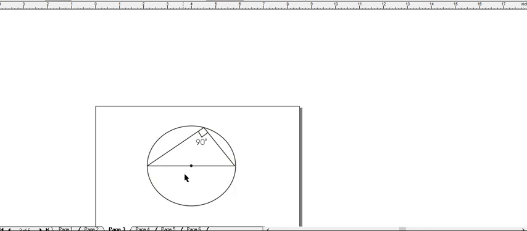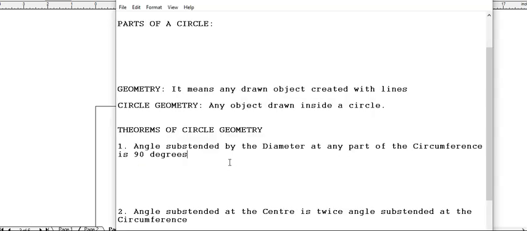So this is a circle. You can see this is the center of the circle. This is the diameter. Now, the diameter subtends this particular angle at the circumference. So that is what we are talking about. Any angle subtended by the diameter at any part of the circumference is 90 degrees. We can also call it a right angle. So that is theorem 1.